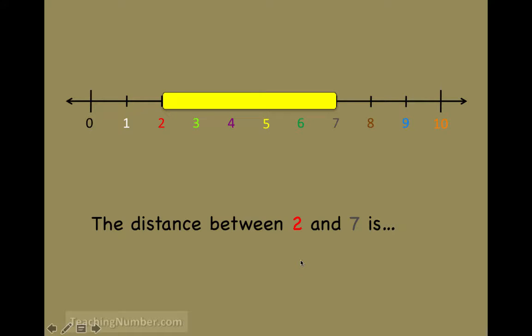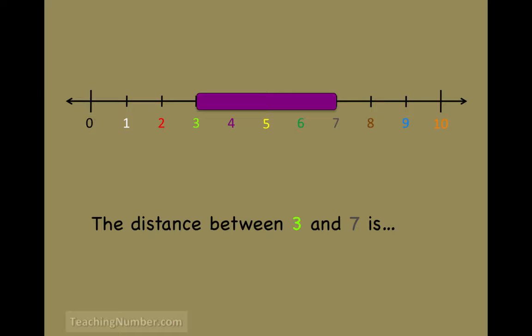We can help students develop their sense of distances within 10 by practicing with Cuisenaire rods on a number line. In this example, we can see that the distance between 2 and 7 is 5. The distance between 2 and 8 is 6. The distance between 3 and 7 is 4.